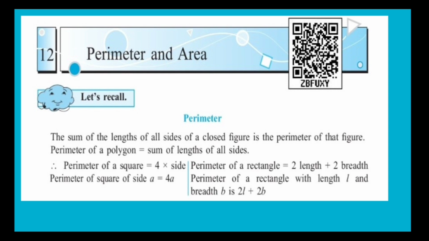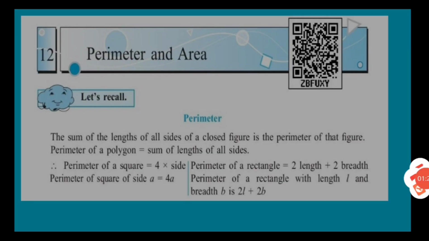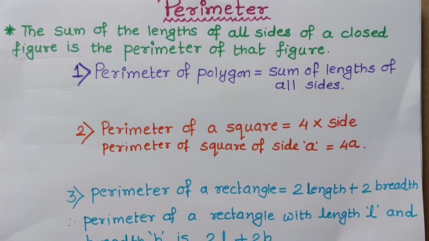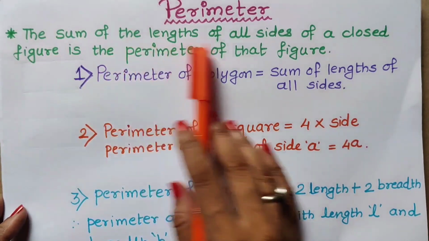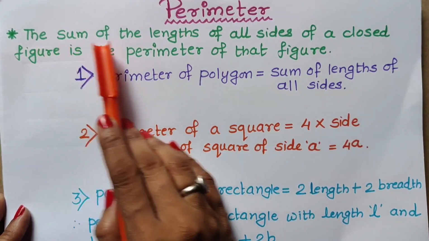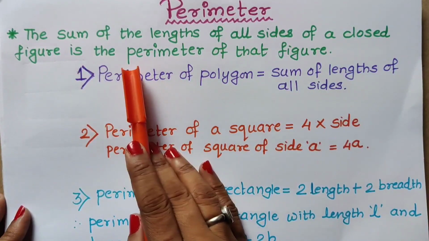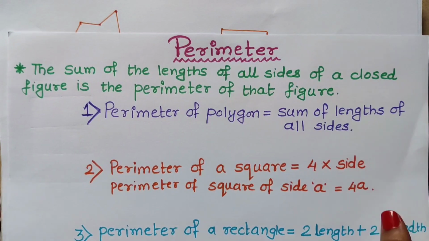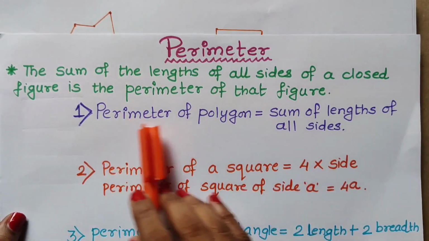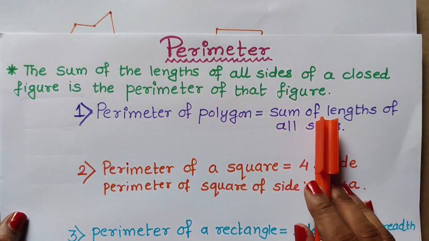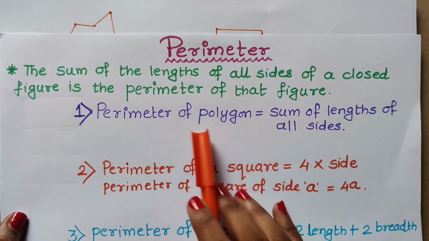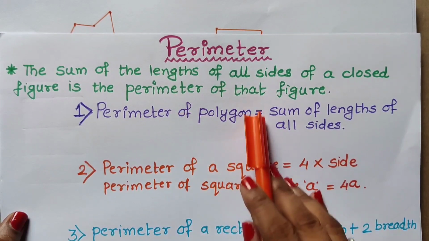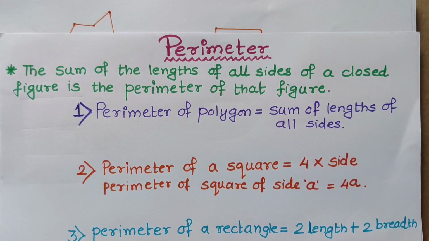So let us see all these formulas in more detail. Children, we have seen these formulas. First, the sum of lengths of all sides of a closed figure is the perimeter of that figure. So let us see a closed figure of so many sides. Perimeter of a polygon is the sum of lengths of all sides. As I have told you, a polygon means a closed figure which has many sides.